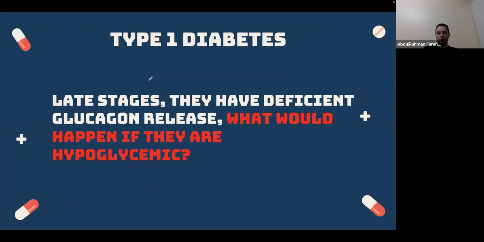Now, imagine with me, you have a type 1 diabetic patient in the later stages. They would have a deficient glucagon release. If you remember, type 1 diabetic patients have an autoimmune reaction in their pancreas, and that mainly affects the beta cells, but as it gets into later stages, it affects everything around it. So alpha cells could also get affected, and that's why they might have a deficient glucagon release, right? So what do you think would happen if they are hypoglycemic?